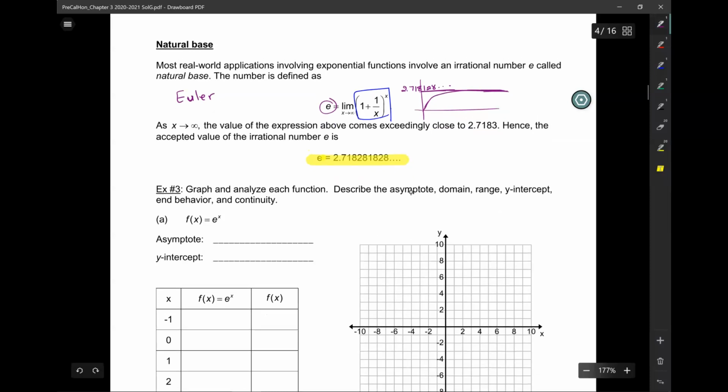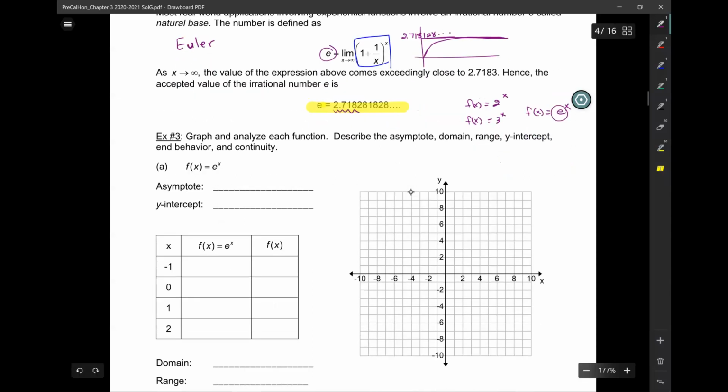All right, so e then is just a constant, right? So if I have f(x) = 2^x, or if I have f(x) = 3^x, what's to stop me from having f(x) = e^x? Because e is just a number just like any other, 2.71828. Okay? All right, so let's graph e^x.